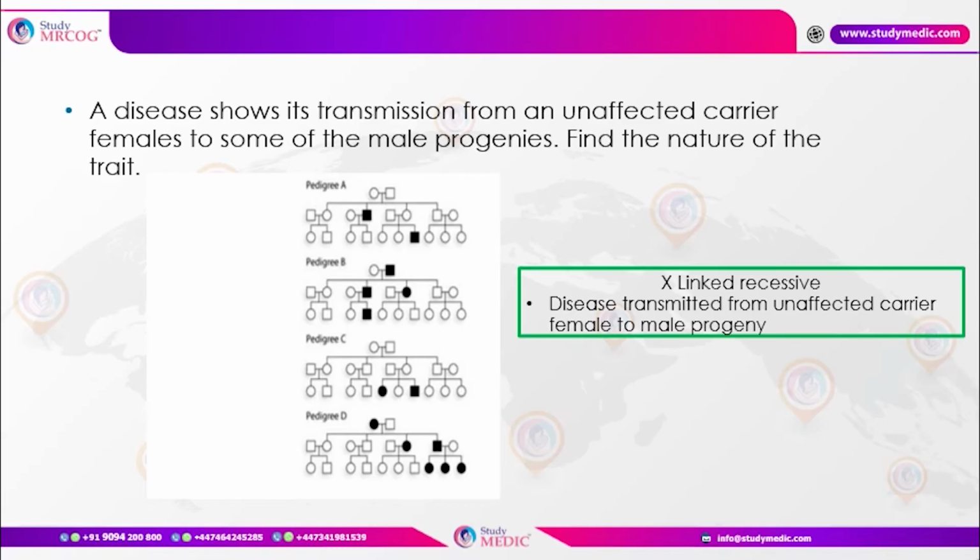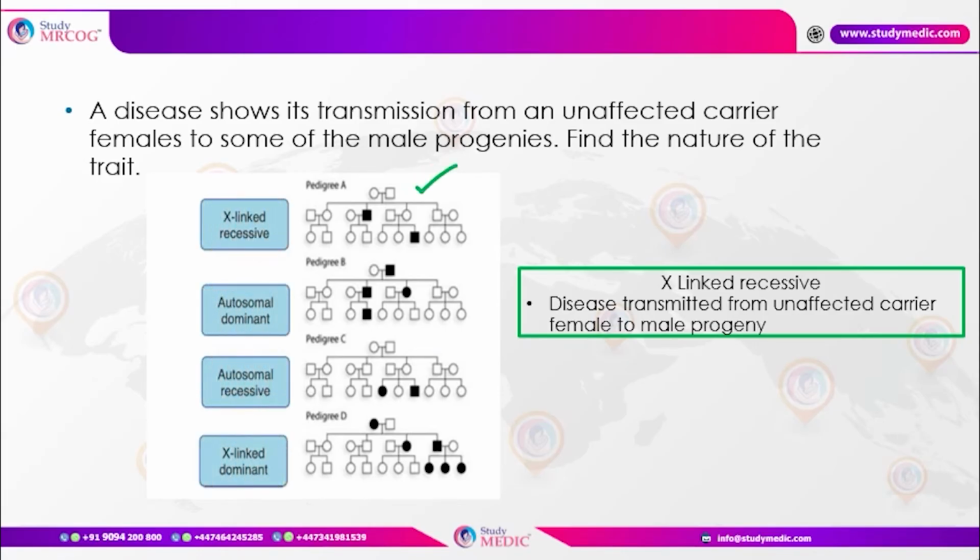So, amongst the given pedigrees, we have pedigree A, which shows that affected children do not have affected parents, and also pedigree C. Between pedigree A and pedigree C, we know that in pedigree C, both male and female are involved, and in X-linked recessive conditions, males are more involved than females. So, pedigree A is our final answer.